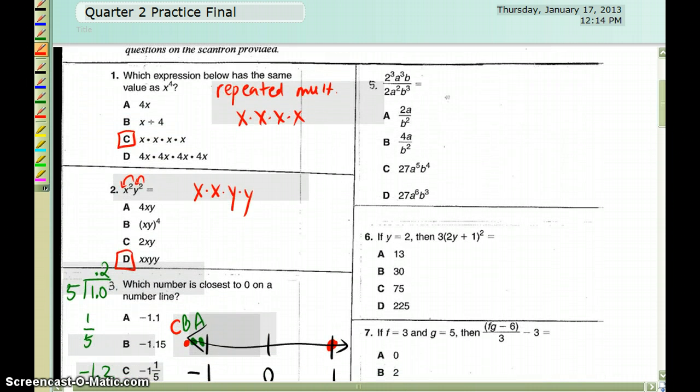Going back to the top, number 5, I know lots of things about the exponents, and all I need to know is that it's repeated multiplication. So from there, I'm going to expand. That way I can simplify after.